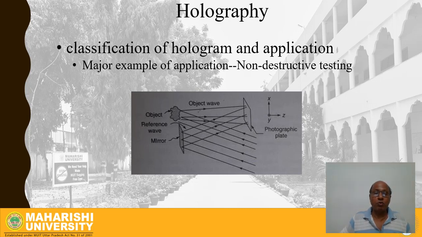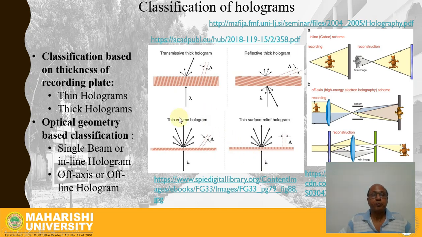So this was just to recall what we have so far discussed in holography. Now if we go to the classification part, the classification can be done on different bases. One of the bases for this classification is the thickness of the recording plate. The recording plate can be very thin and also can be very thick. So there are two types of holograms. One is the thin hologram and the other is the thick hologram.